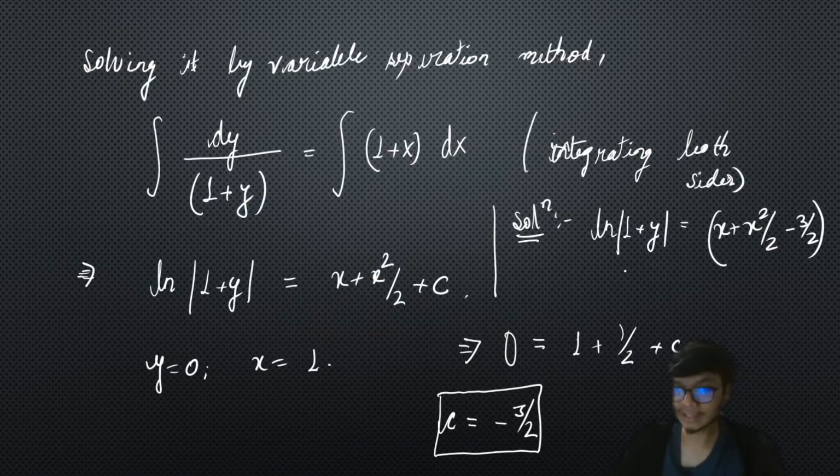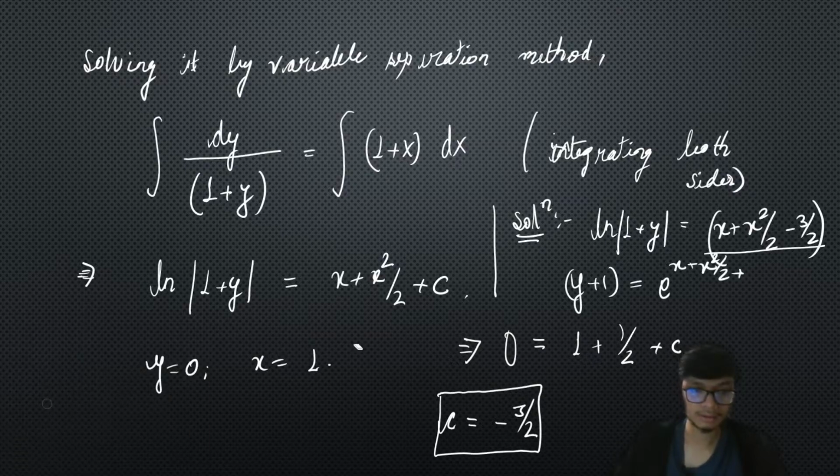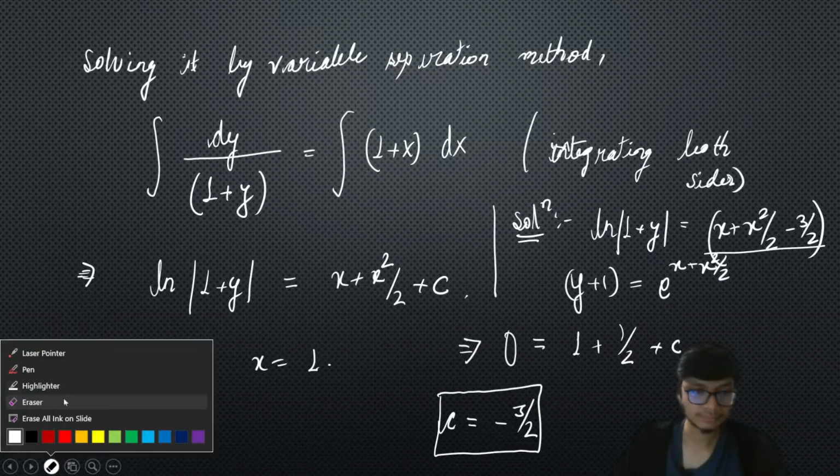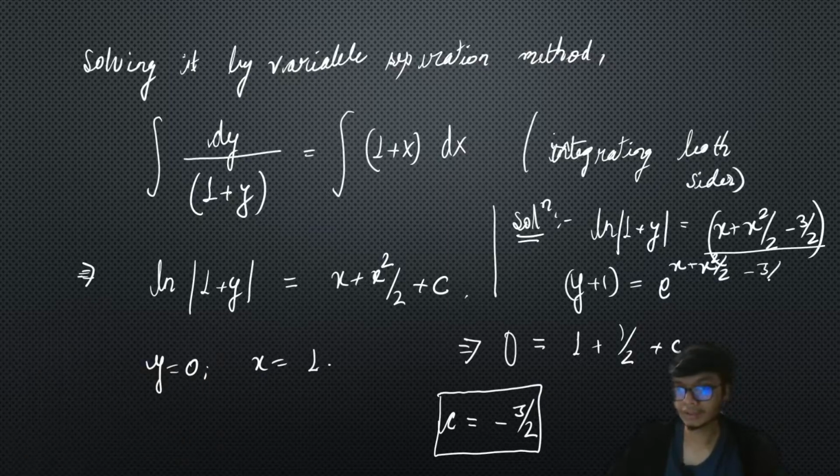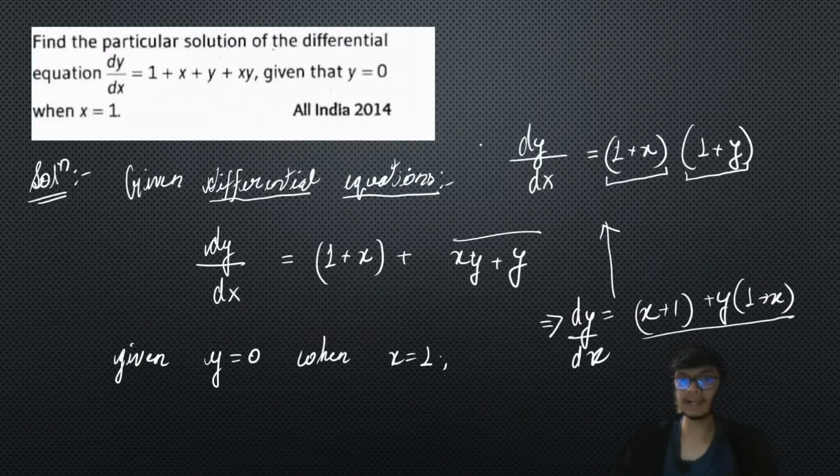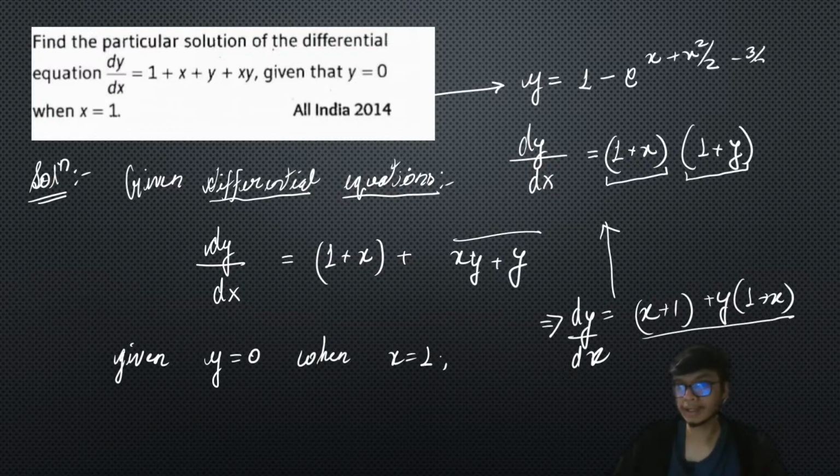Now you can further simplify it as, y plus 1 is equal to e raised to the power, this part, right? So I'm writing it over here, minus 3 by 2, and you can further simplify it. So I can further simplify and I'm writing the answer over here. So the ultimate particular solution you're getting is y equals 1 minus e raised to the power x plus x square by 2 minus 3 by 2. So that is going to be a particular solution to this particular differential equation that you are having.